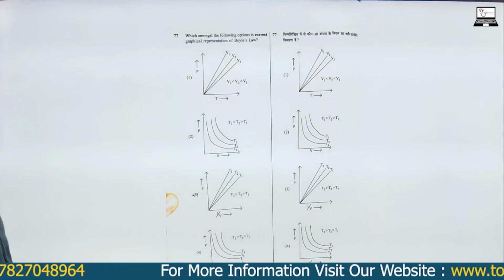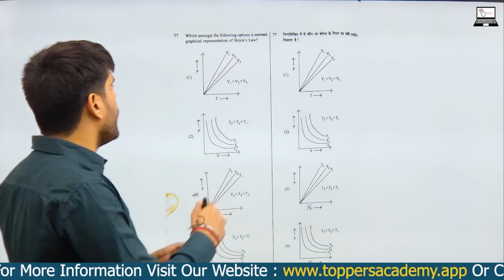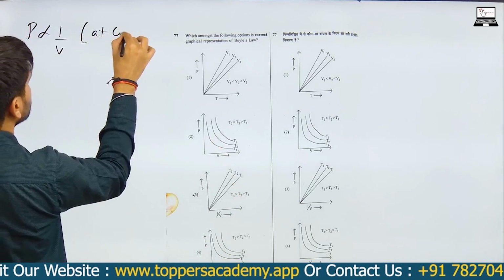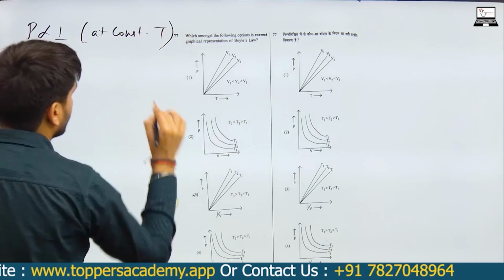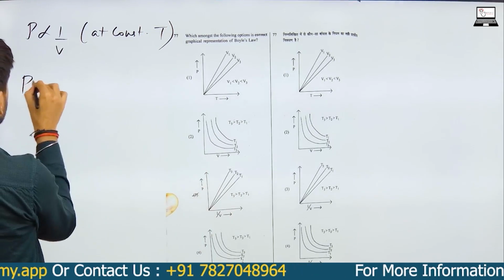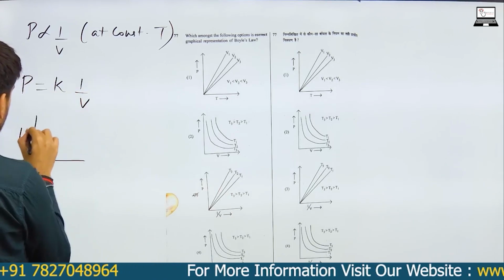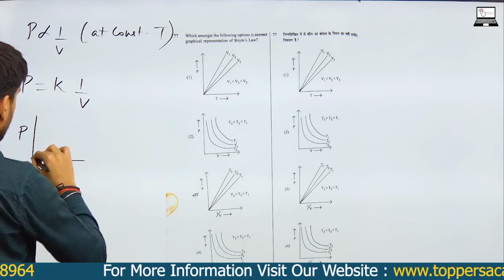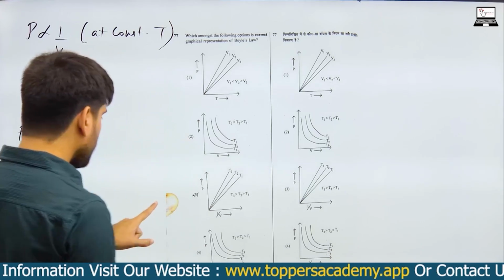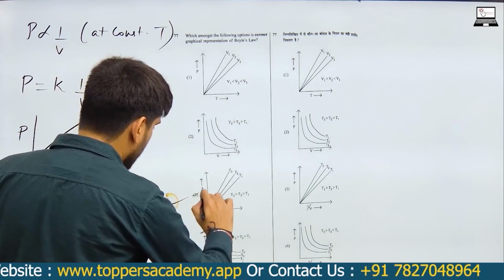Which amongst the following, this is again a repeated one, is the correct graphical representation of Boyle's law? We know Boyle's law, P is inversely proportional to V at constant temperature. And we can also say that P is equal to k times 1 upon V. That means if I draw a graph between P and 1 by V, it is a straight line, like this, it passes through the origin. So if you see, third is absolutely correct.